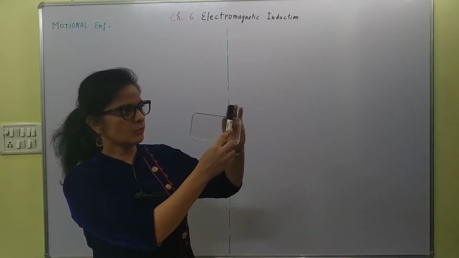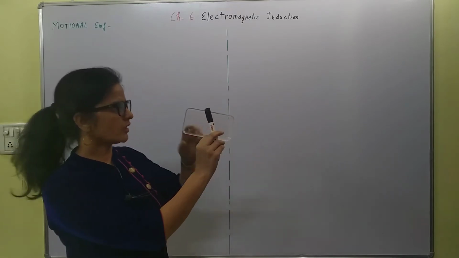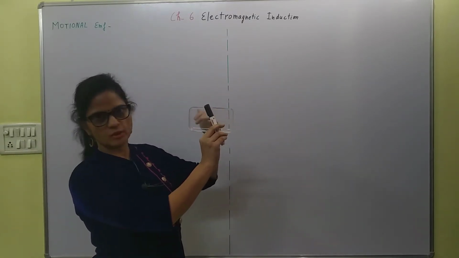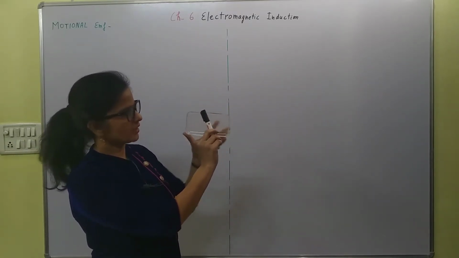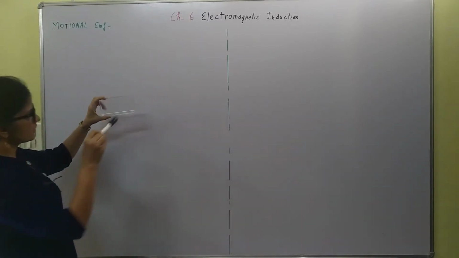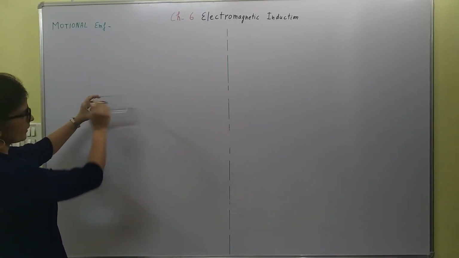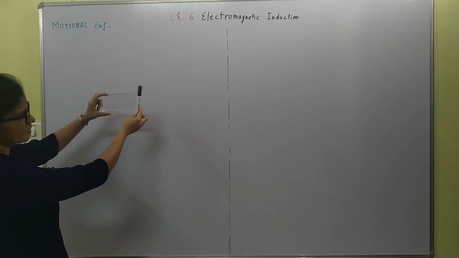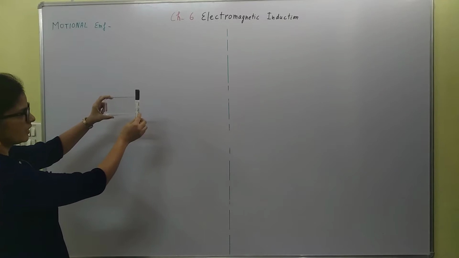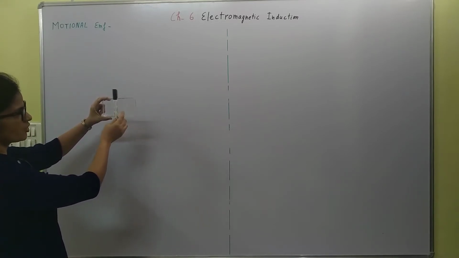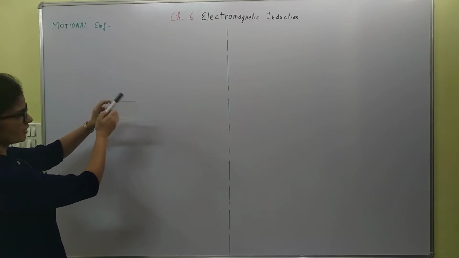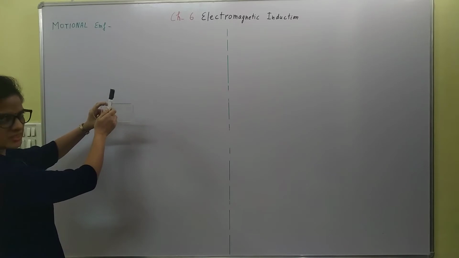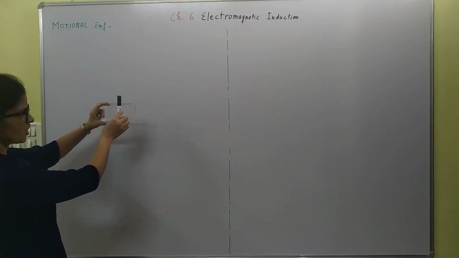And this loop is first of all placed in a uniform magnetic field which is going inside the plane. That means the magnetic field is going this way through this plane, uniform. And this fourth arm, which is conducting and movable, is made to move through the loop like this. So the effective area which is under the effect of magnetic field, or you can say the effective area which cuts the magnetic field, changes this way.